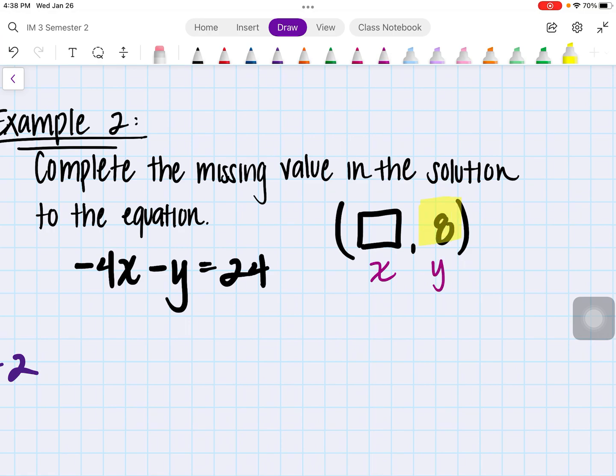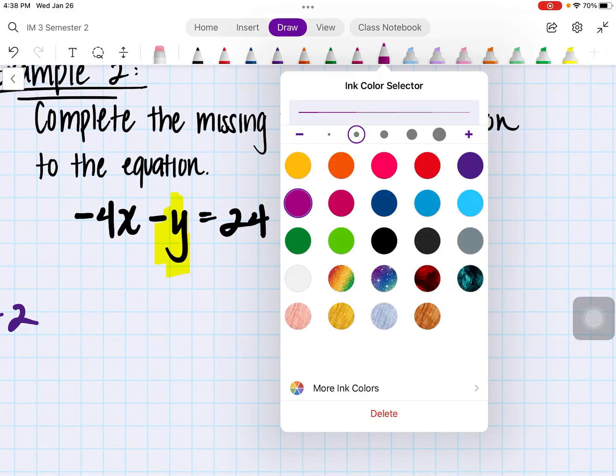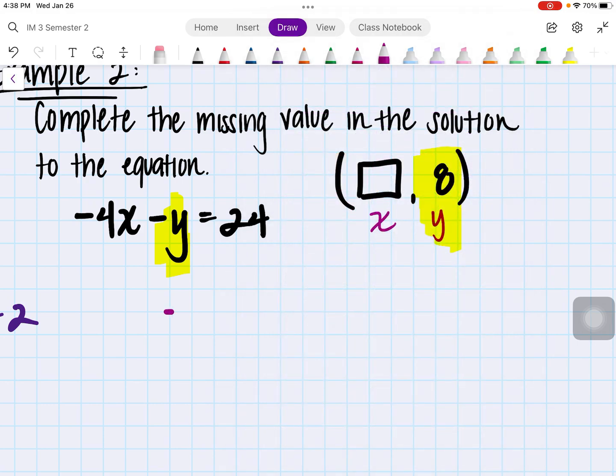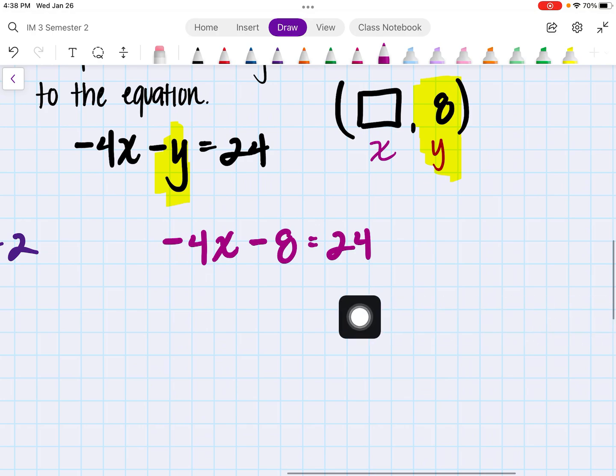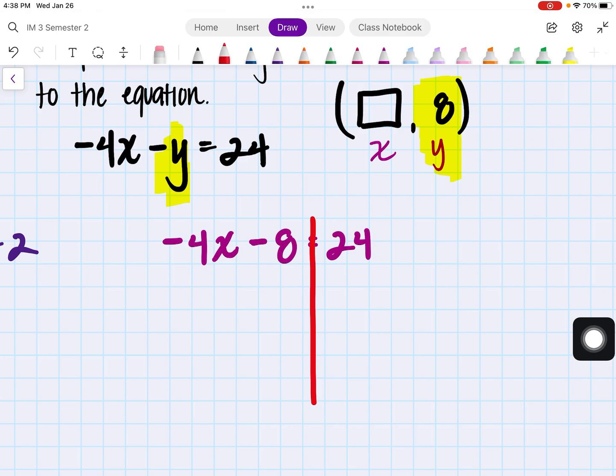So if we want to go ahead and solve for x, wherever we see a y, we'll actually replace it with an 8. So in this case, I have -4x minus 8 equal to 24. Now in this case, guys, once again, we want to go ahead and solve for x, so we are going to be moving some things around. So if I want to solve for x, I do need to get rid of this 8. In order for us to get rid of the 8, we'll do the opposite and actually add 8 to both sides.